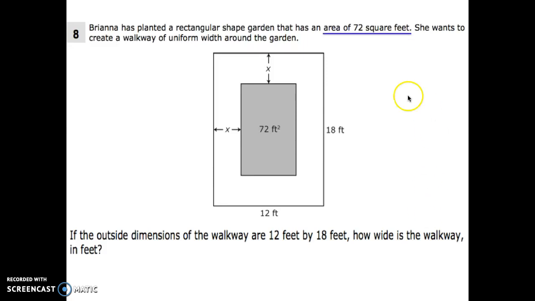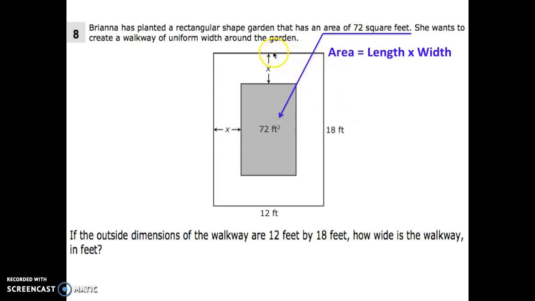Okay, so first we're given this diagram, and we're told that the area of the rectangular shape in the garden, right here in gray, is 72 square feet. And we know the area of a rectangle is length times width. So like the long side times the short side. So this is 72 square feet right here. This is the area of the gray one.